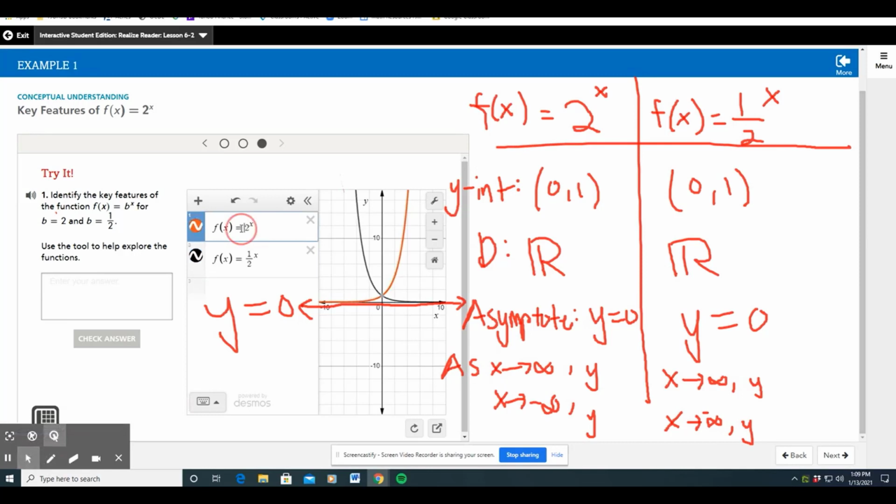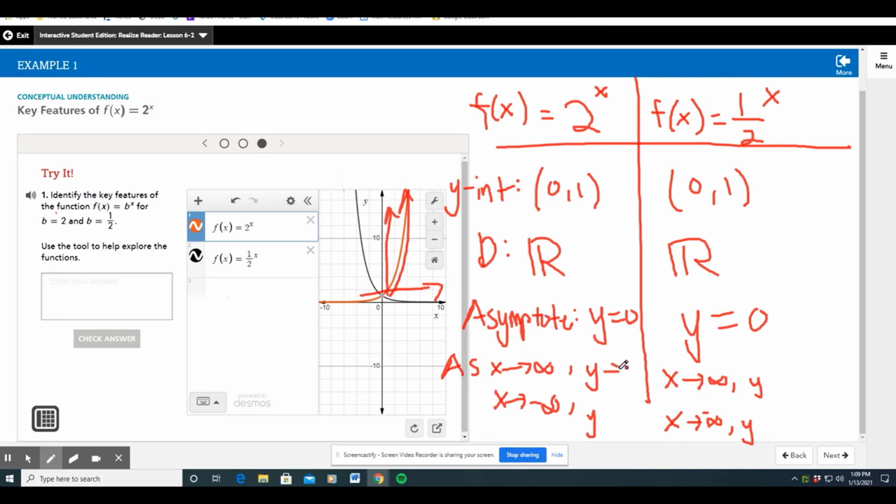Okay, so let's answer that question for the 2x graph first. My 2x graph is this red one, right? So I'm going to go ahead and erase the y equals 0 because we know that that's the asymptote. So for the red graph, as x is going to positive infinity, so as x is going this way, what's happening to your y values? Your y values are going up. Okay, so we're going to go ahead and put that it's going to positive infinity.